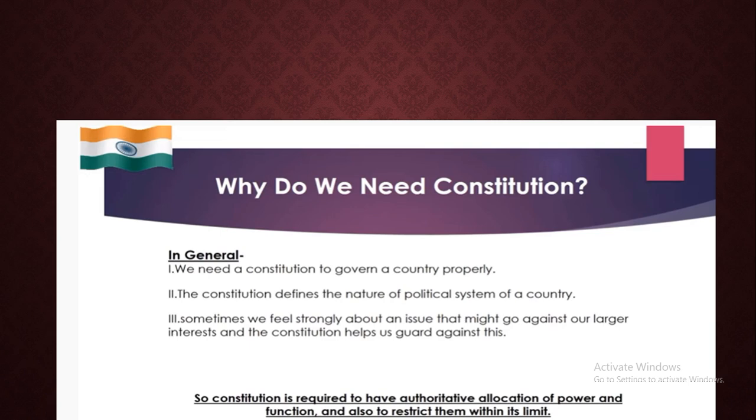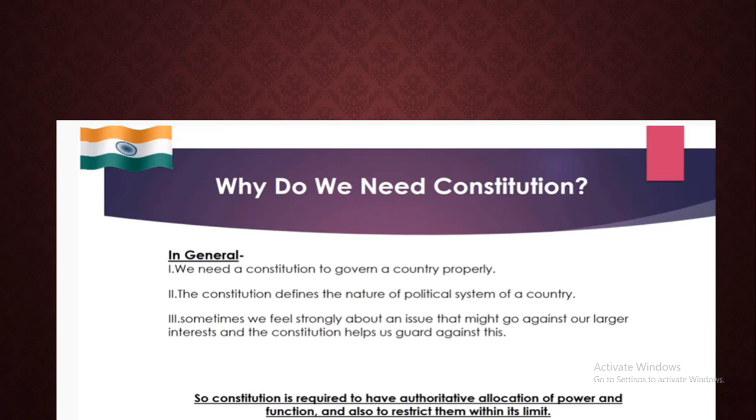The third important aspect of why we need a constitution is because sometimes we feel strongly about an issue that might go against our larger interests, and the constitution helps us guard against this. That is why, for instance, we have the power of judicial review, whereby the judiciary can strike down any law which goes against the interests or the spirit of the Constitution.